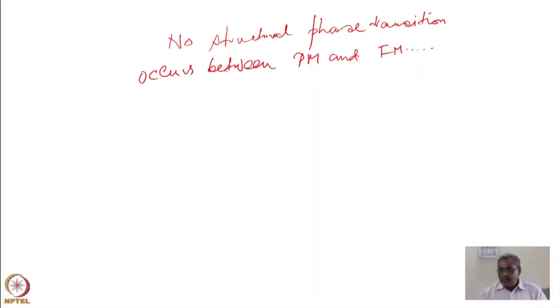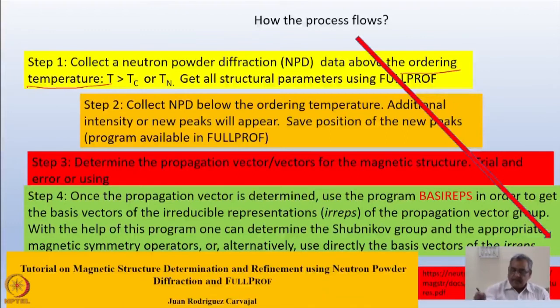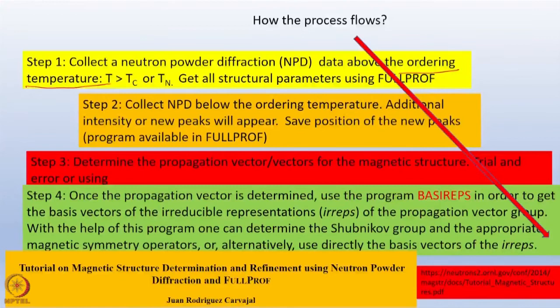So if that remains true, then I can take the data in the paramagnetic phase by going above the ordering temperature, or T greater than TC or T Néel, and get all structural parameters using FullProf. This is equivalent to carrying out an X-ray diffraction on a crystallographic powder sample. Only here the difference is that the scattering amplitudes are different. Otherwise, you should get the same pattern, and in this case, the nuclear powder diffraction pattern can be solved using the suite of programs called FullProf.